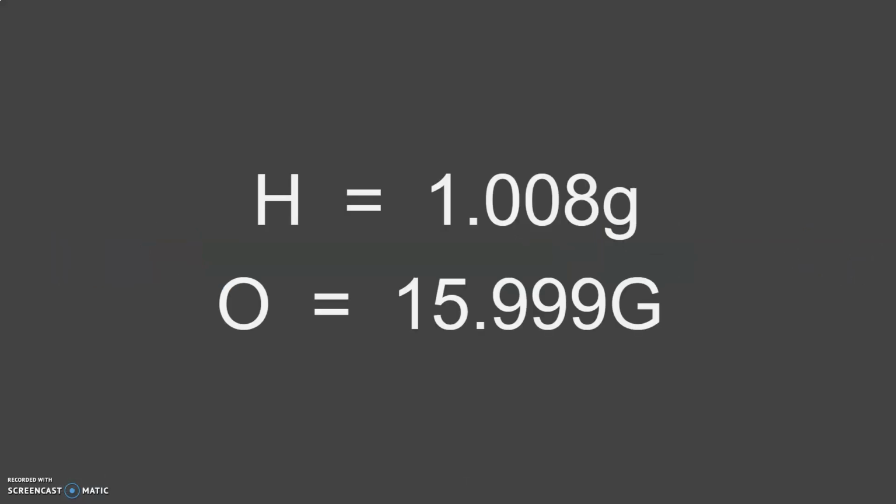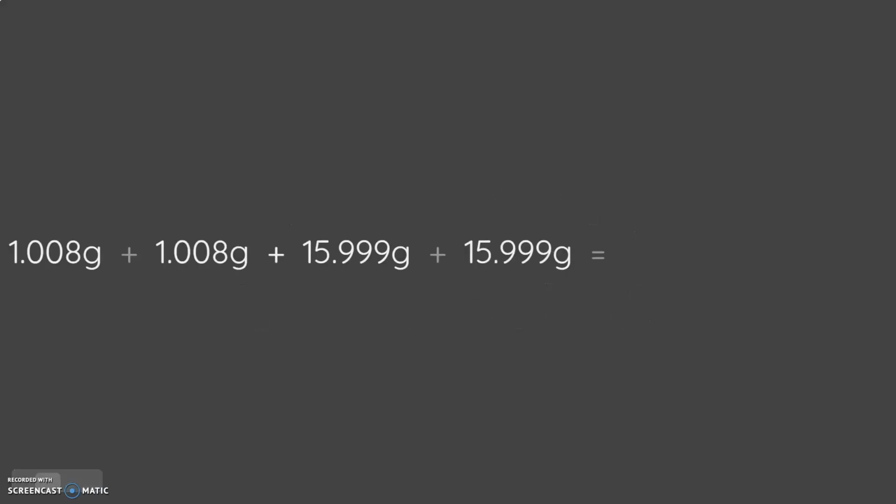Hydrogen is about 1 gram per mole and oxygen is about 16 grams per mole. Lastly, add both hydrogen weights to the 1 oxygen weight to get the molecular weight of H2O. The molecular weight in this example is 18.015 grams per 1 mole of H2O.